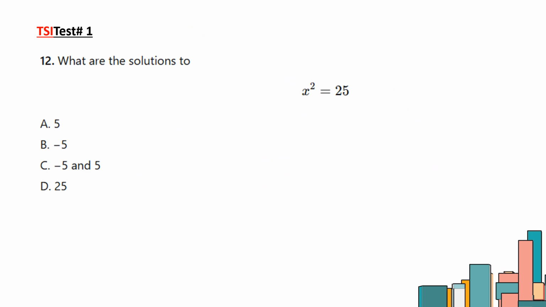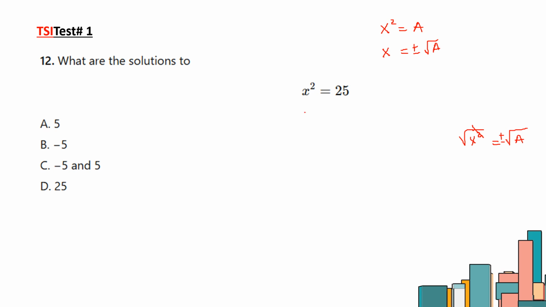Question 12. What are the solutions to x squared equals 25? So we know that if we have x squared equal to a number, and then we take the square root of both sides, we will have x equals plus or minus the square root of a. Okay, because the square root of x squared is cancelled, but it will be plus or minus the square root of a.